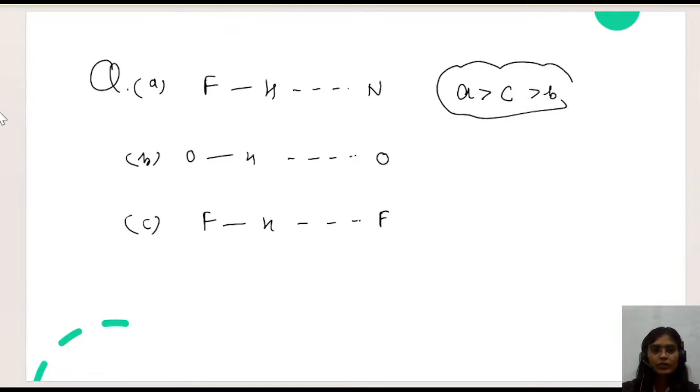Just try to understand, this solid line is a covalent bond, and hydrogen bond is a weak force of attraction. Don't say, ma'am, hydrogen bond is the stronger one. No, all of these are part of the weak van der Waals forces of attraction. If you remember dipole-dipole interaction, dipole-induced dipole, ion-dipole, ion-induced dipole interaction, London forces, even hydrogen bonding is an upgraded version of dipole-dipole interaction.